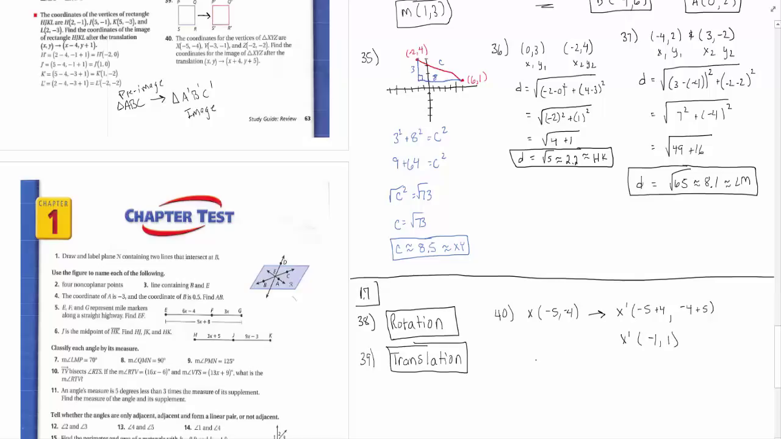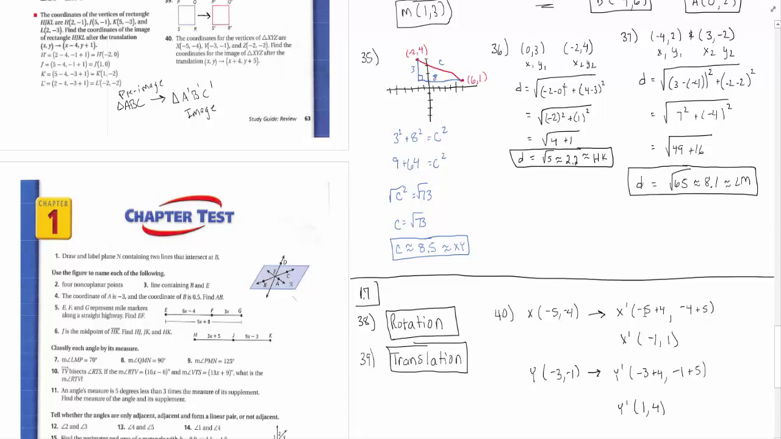So there's X prime. Next up, we have Y. We're going to do the same thing. We'll just keep repeating the process. We have -3, -1. Let's translate it. Y prime. That's going to be -3 plus 4, and then -1. Well, we're going to go plus 5. Do our same translations. So Y prime is 1, 4.